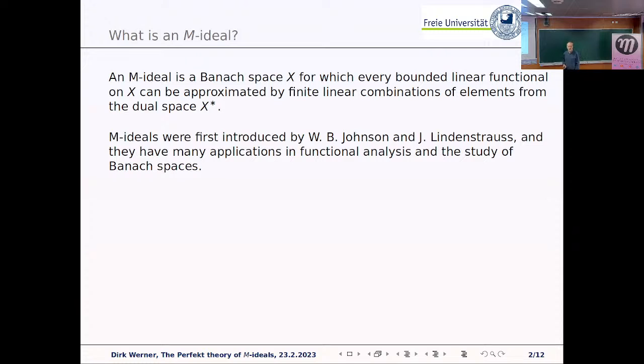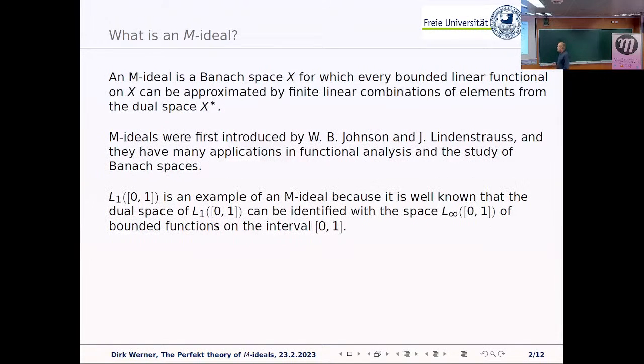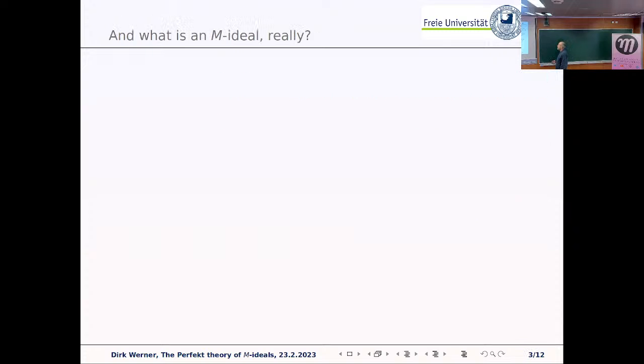M-ideals were not introduced by Johnson and Lindenstrauss, but they do have applications. That's fine. What else do they say? They say that L1 is an M-ideal. So this is wrong, as you will see in a minute, and also the whole question is wrong to begin with, because a space cannot be an M-ideal in itself, but it can only be an M-ideal within a bigger entity, as we will see when we study the real definition. So this was somewhat disappointing, and the disappointment will go on a little later.